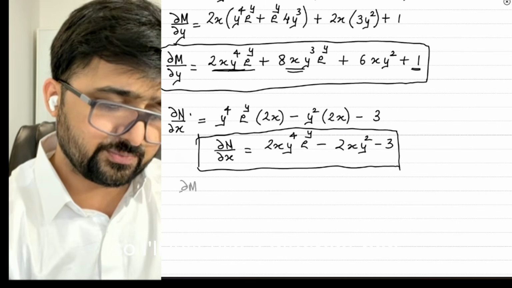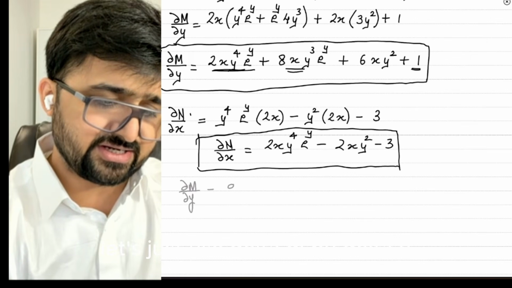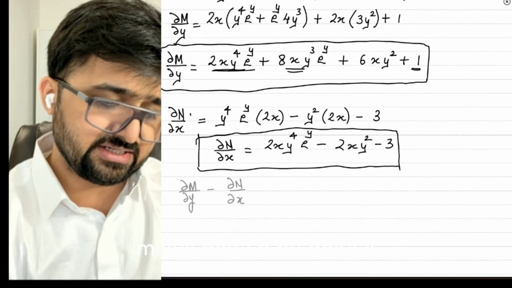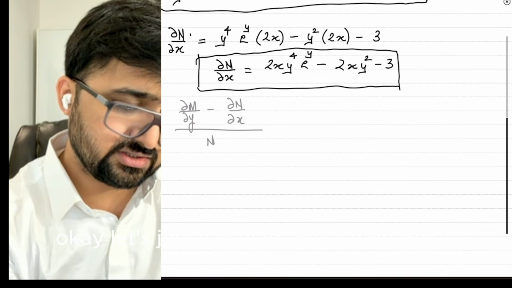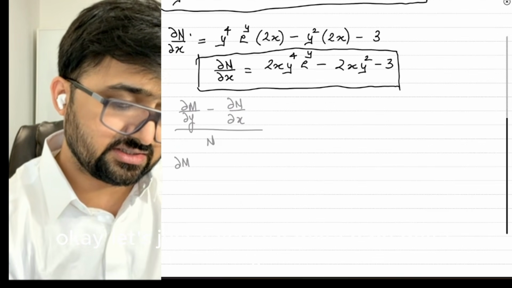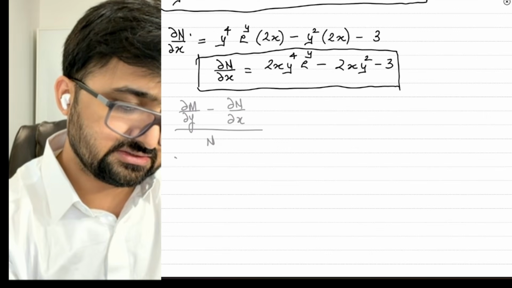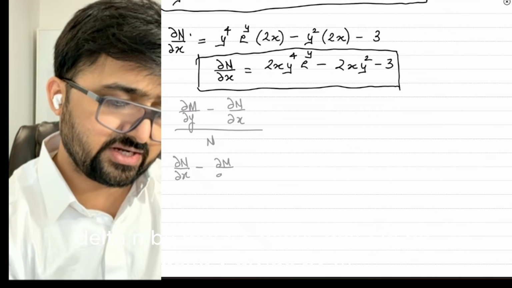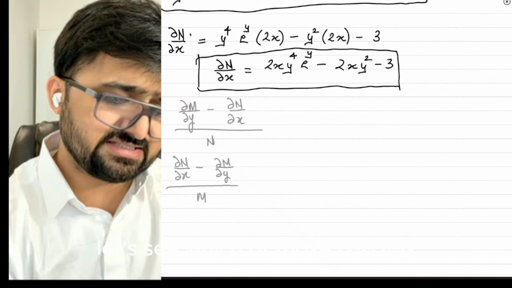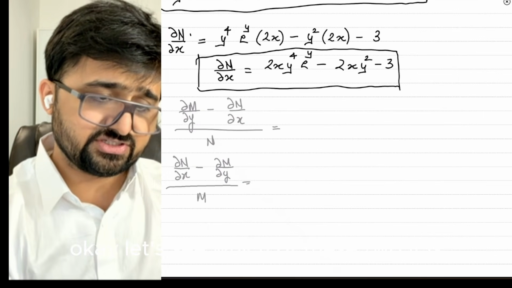I'll use a different pen. Let's use (∂M/∂y minus ∂N/∂x) upon N, and let's calculate two values. Let's also calculate (∂N/∂x minus ∂M/∂y) divided by M. Let's see which of those two it is.